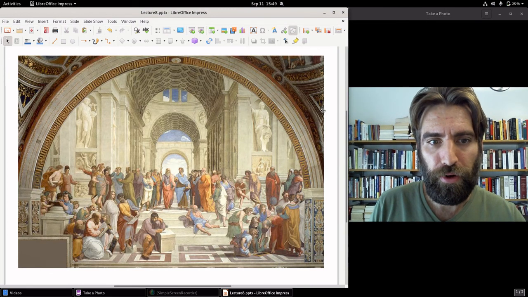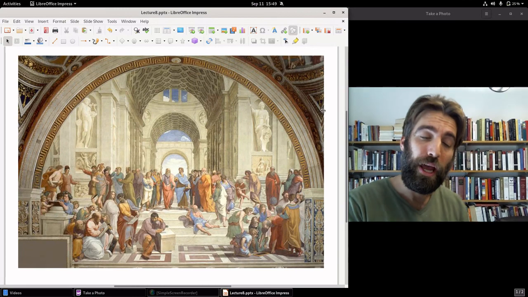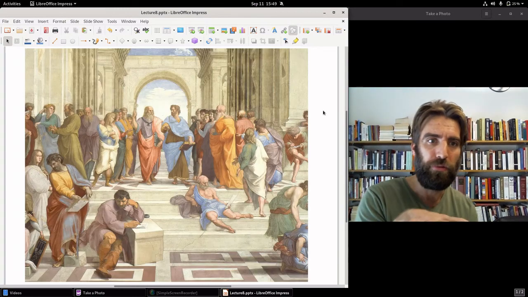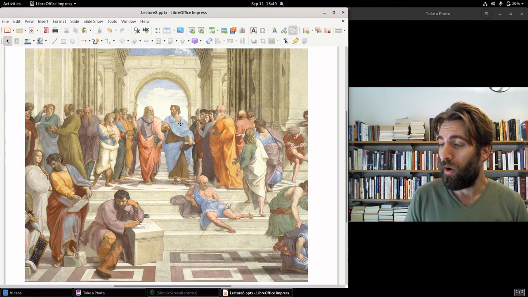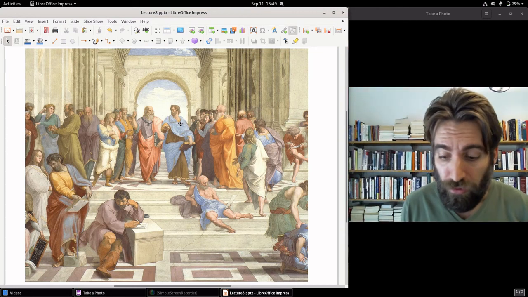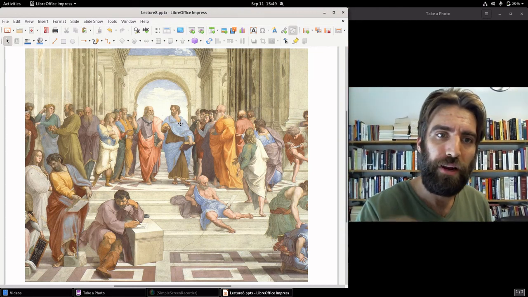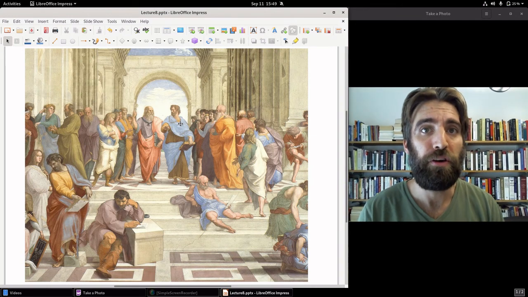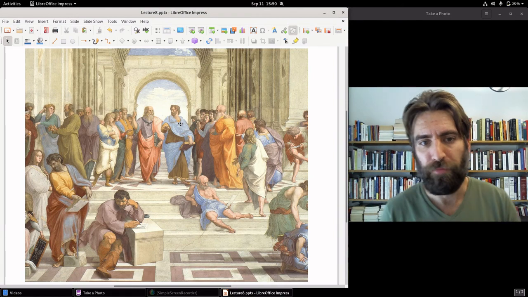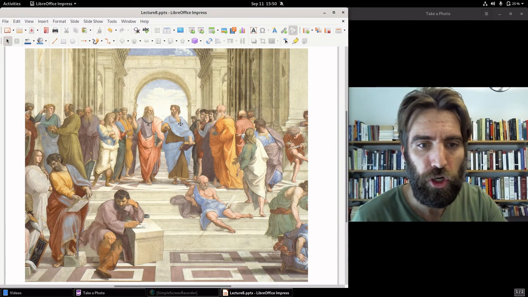The art really tells you everything you need to know about this period. And by the way, there's a close-up of the School of Athens. This is Plato. There's Aristotle. Many of these artists or sculptors were funded, financed, or patronized by wealthy Italian merchants and bankers. We'll get to banking in a later lecture.